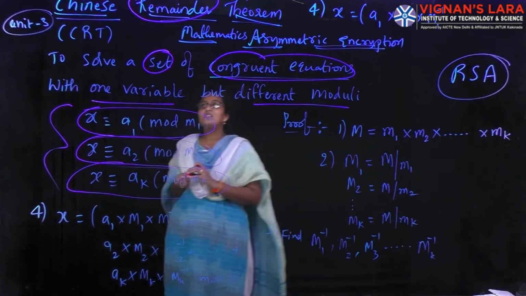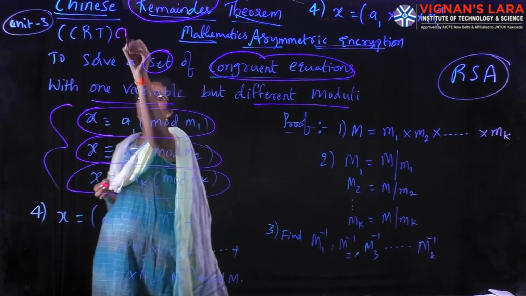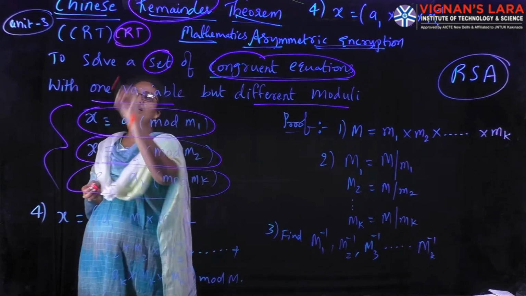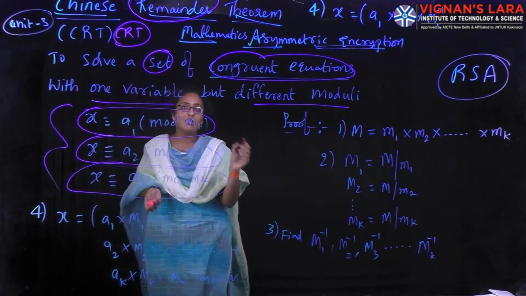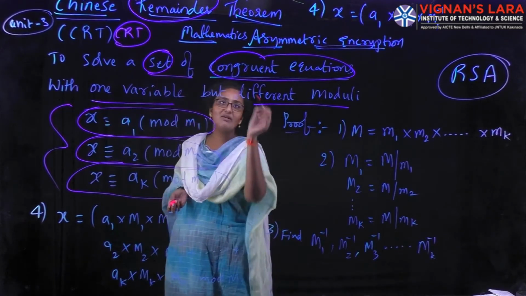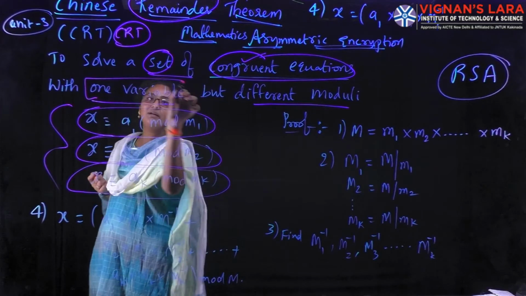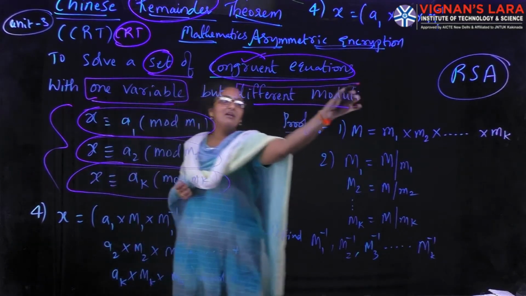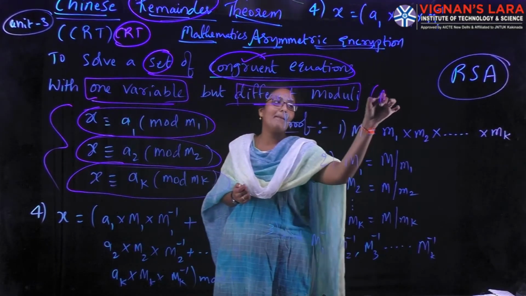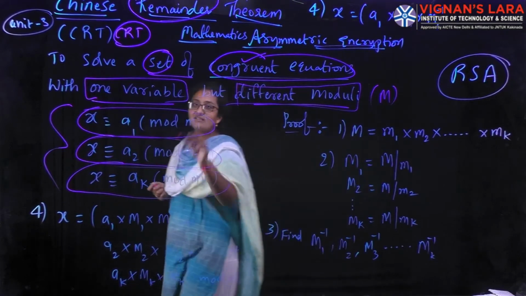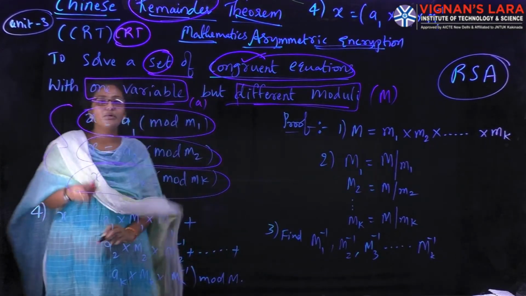So now the Chinese remainder theorem is also called CRT. This theorem is used to solve a set of equations that are congruent. These equations will be with one variable and different moduli. Here the moduli is denoted with m, and a is the variable. So you can see the variables here.